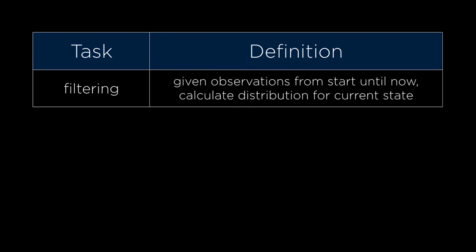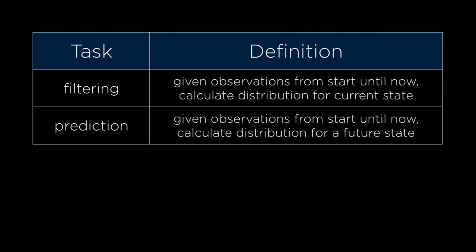Meaning, given information from the beginning of time until now, on which days do people bring an umbrella or not bring an umbrella, can I calculate the probability of the current state, that today, is it sunny or is it raining? Another task that might be possible is prediction, which is looking towards the future. Given observations about people bringing umbrellas from the beginning of when we started counting time until now, can I figure out the distribution that tomorrow, is it sunny or is it raining?